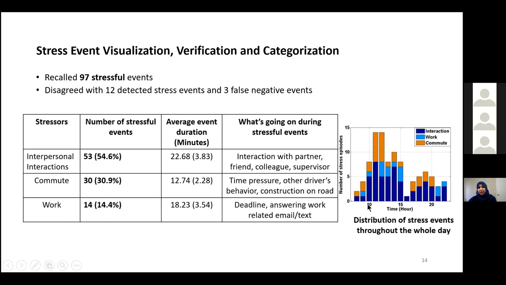And this is the distribution of the stress events throughout the whole day. We see that the interaction-related stress appears throughout the whole day, but work-related and commute-related stress mostly appeared in the morning and in the evening. And it also matched with the numbers that we found in the literature. In the literature, they said most of our stress is happening due to interaction.